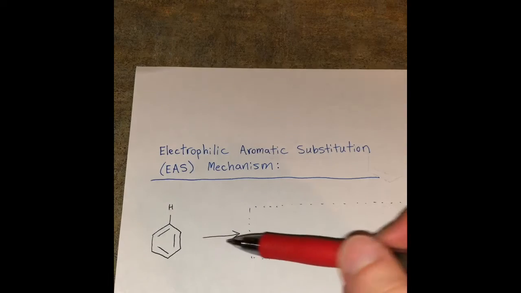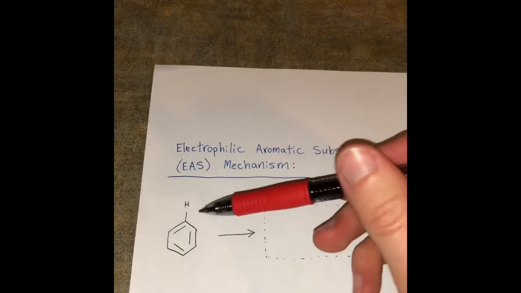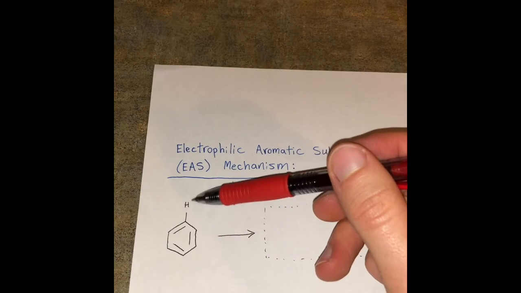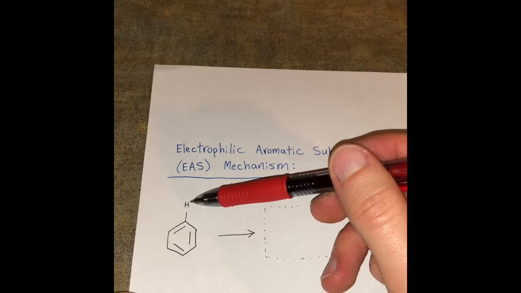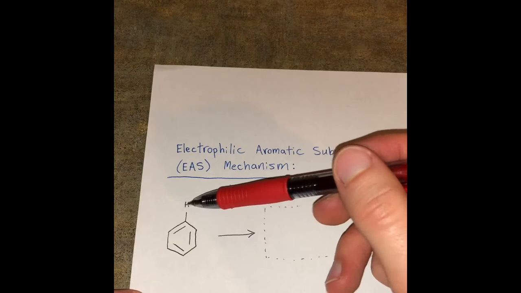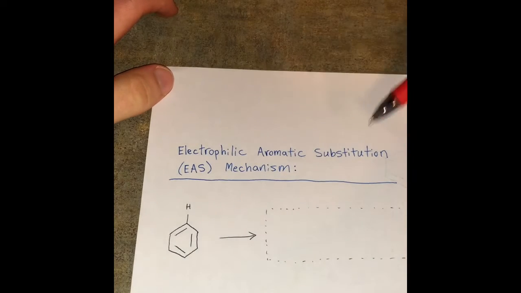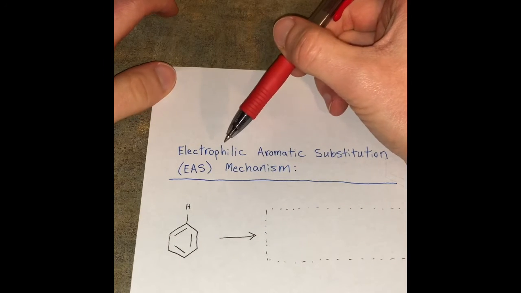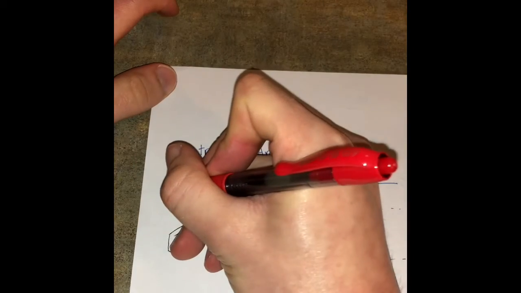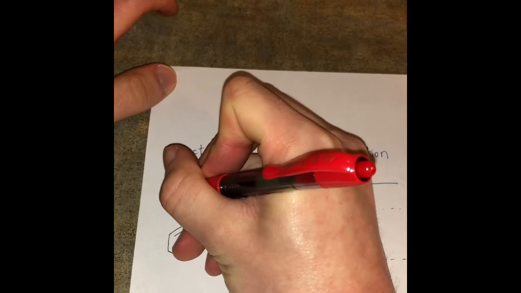Here you see we have a benzene ring, and the reaction is going to take place at one of the carbons, so we're going to end up removing an H. I've drawn that H in. Now, electrophilic aromatic substitution, so you know that we need an electrophile. I'm going to draw that in with an EL.